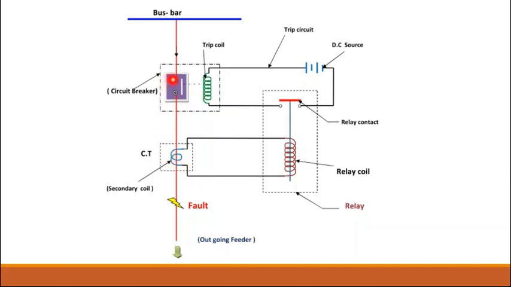In the same way, this circuit breaker can also be used for close and open by giving a command: trip command for tripping, close command for closing. This is the general arrangement for the tripping circuit.